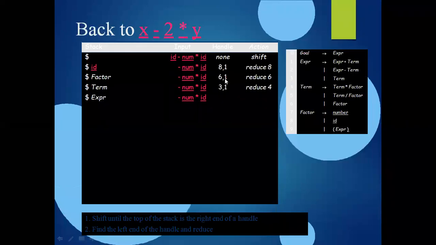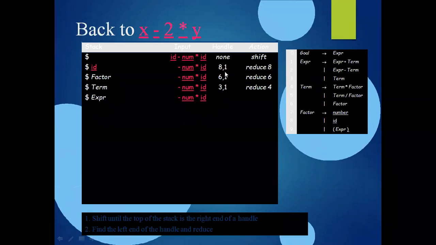Now see here, in step number 2, what do we handle? 8 comma 1. What the 8 is: from the given grammar, factor tends to id is the sequence number 8, right? Our intention in generating this input string is to get the starting symbol of the given grammar, right?